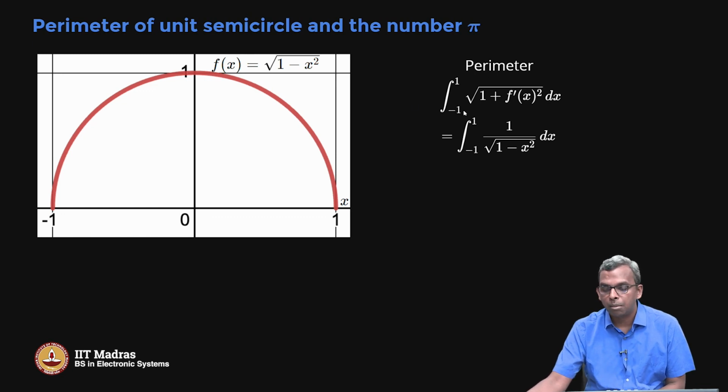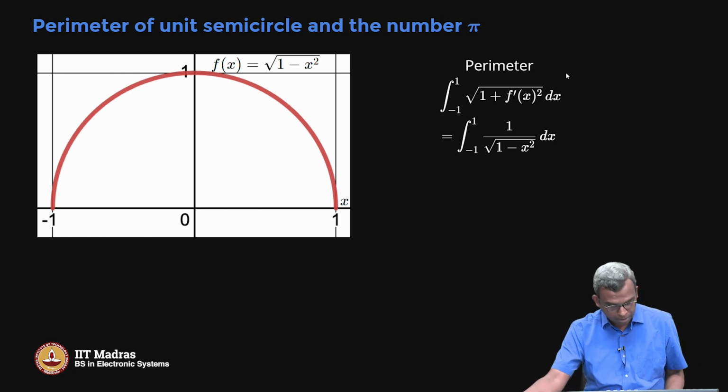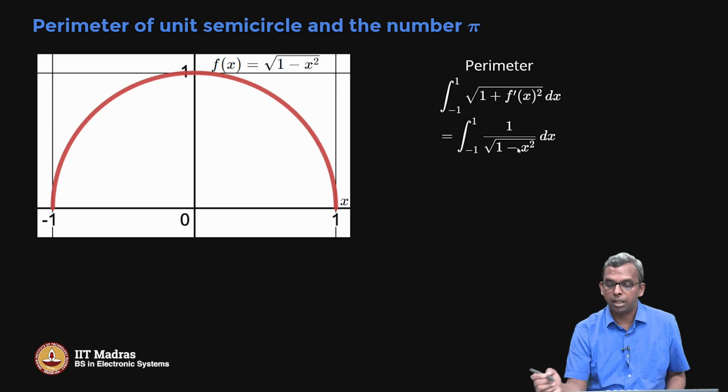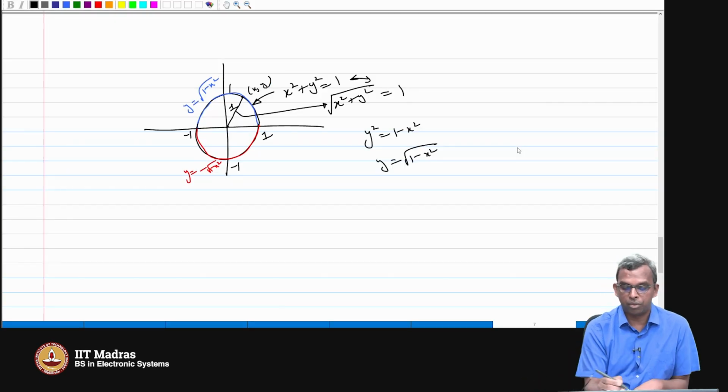It's the integral from -1 to 1, right? From x equals -1 to x equals 1, square root of 1 plus f prime of x squared, but I have to differentiate f of x, which is square root of 1 minus x squared. Now this one, let me show you the simplification, ends up being equal to this number. Okay, so let me show you the simplification.